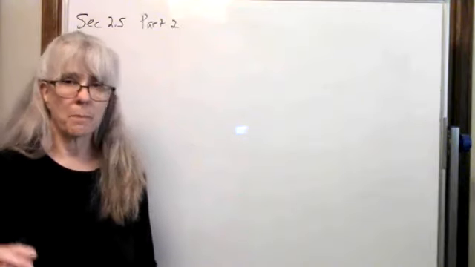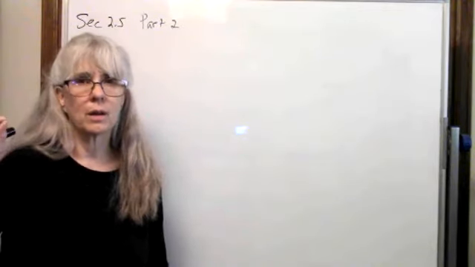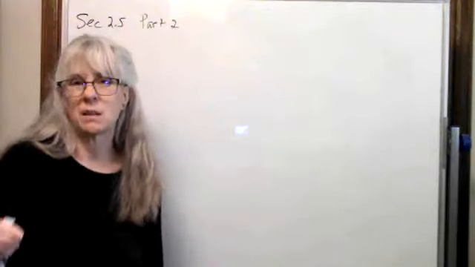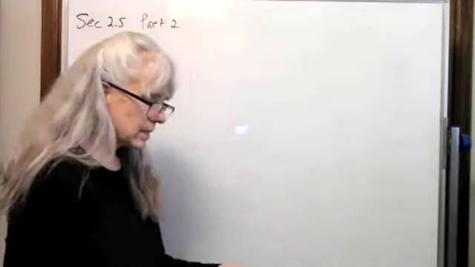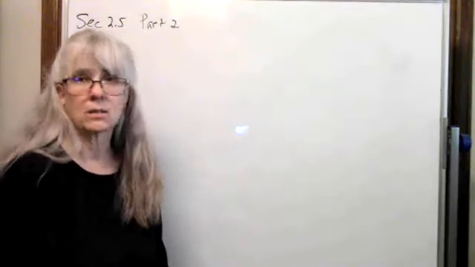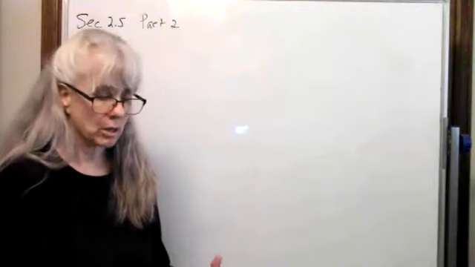So in example 2, it says the period of a pendulum is the time required for one oscillation. So a pendulum would be like the pendulum on a clock going back and forth, or a child on a swing going back and forth would be the same kind of idea. Then it goes on to tell us the period of a simple pendulum in seconds varies directly with the square root of its length. So that's the sentence I need to be able to write my equation, but I need some variables.